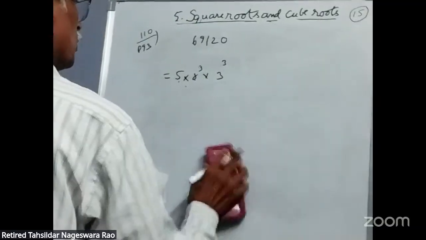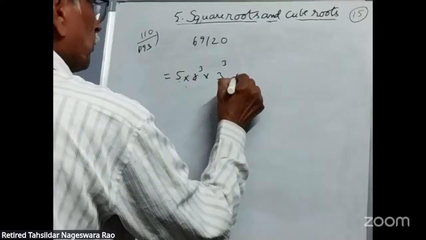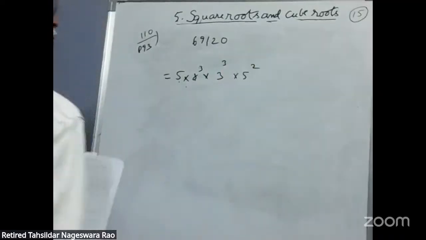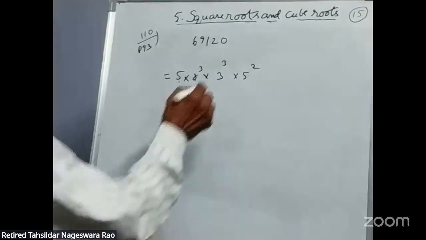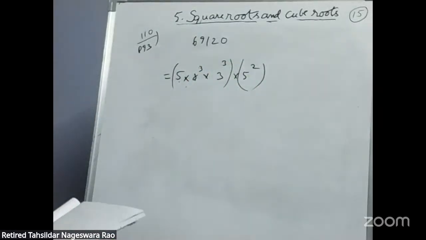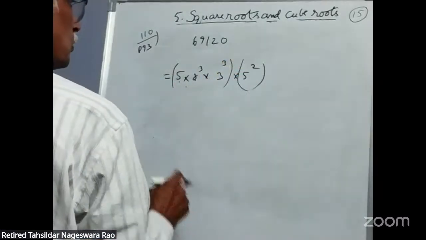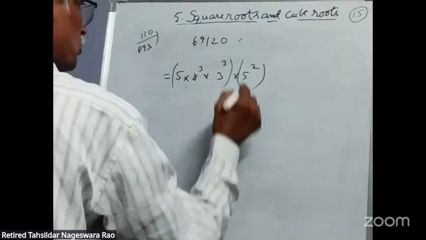So how to make this 5 cube? Multiplied by 5 square. This is the multiplication factor. The question is, what is the least number? Below this 5 square you cannot do. We cannot make this a perfect cube.